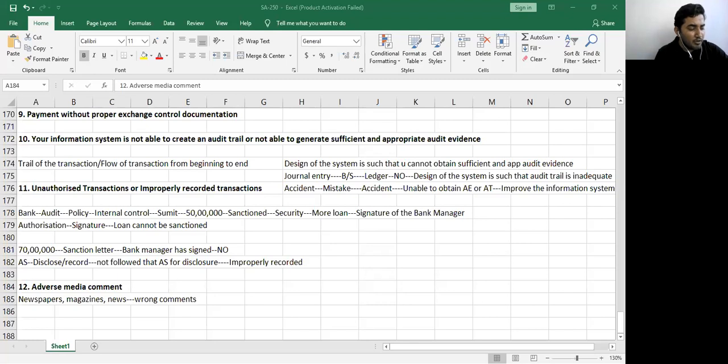What is the meaning of corroborative? It means supportive audit evidence. So sometimes what happens is you can get supporting audit evidence.